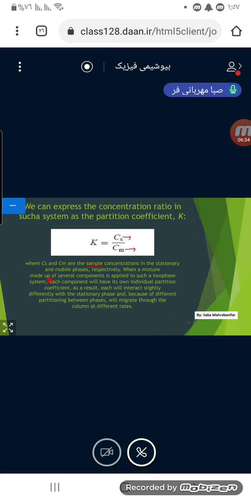When a mixture made up of several components is applied to such a two-part system, each component will have its own individual partition coefficient. It has its own K. As a result, each will interact slightly differently with the stationary phase, and because of different partitioning between phases, will migrate through the column at different rates.